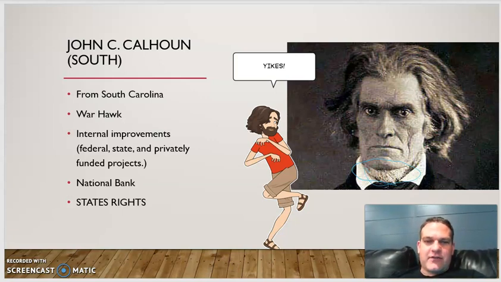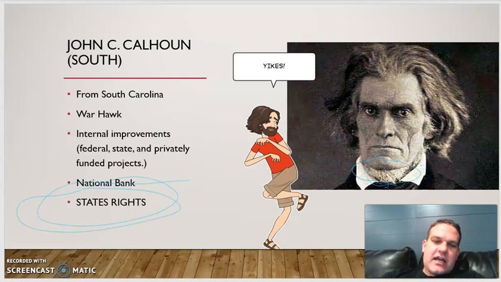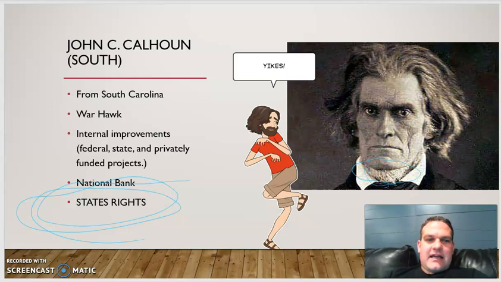All right, so he's a war hawk from the South. He wants internal improvements. He wants federal, state, all that stuff. But he's all about this. States' rights. He wants the states to have the final say in everything.